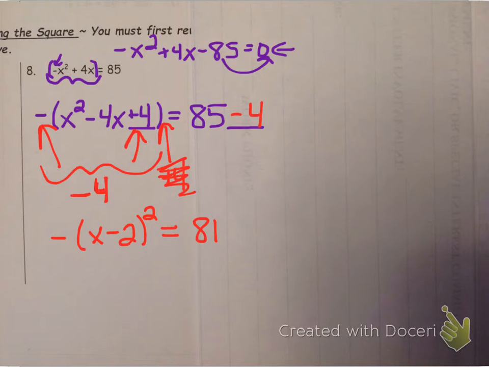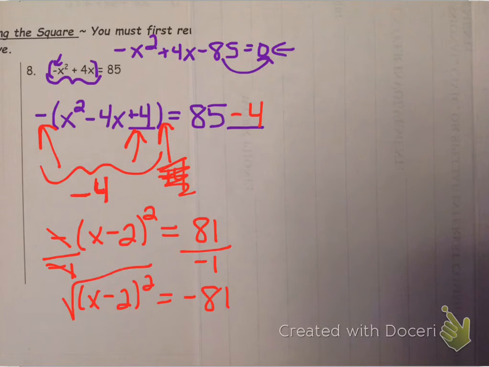So now the first step of solving is also already done for us. And so now to finish the solving process, we would divide both sides by that invisible -1 that's out front and get rid of the negative. So we would have x minus 2 squared is equal to negative 81.